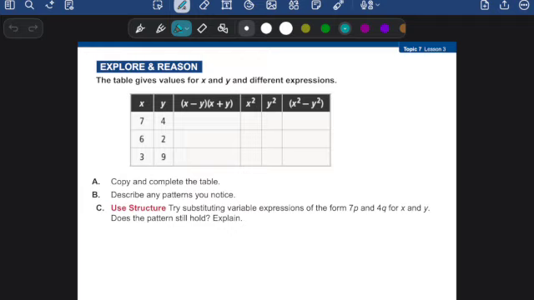In the Explore and Reason, we have this table, given these values for x and the values for y, and different expressions. So we have the difference of x and y multiplied by the sum of x and y. Then we have x squared, we have y squared, and then we have x squared minus y squared, or this is the difference of the two squares. So let's evaluate the expressions.